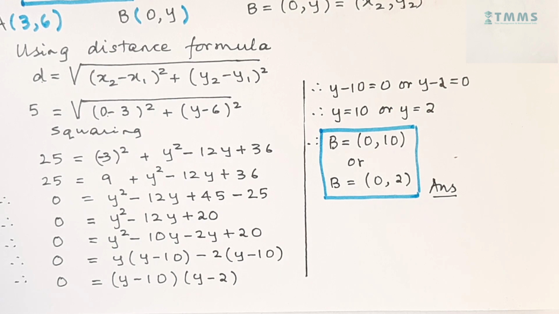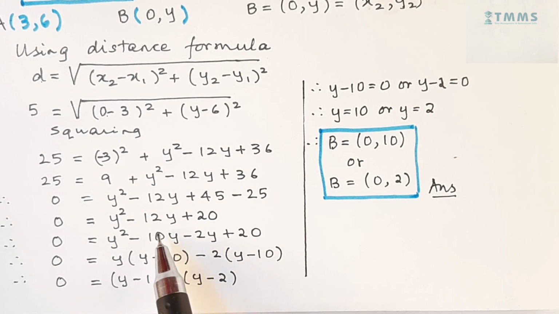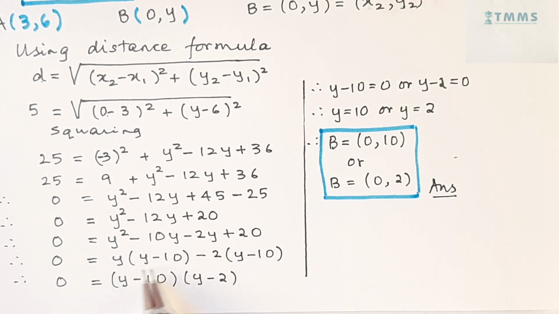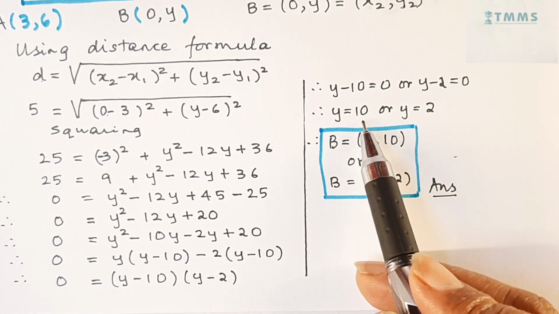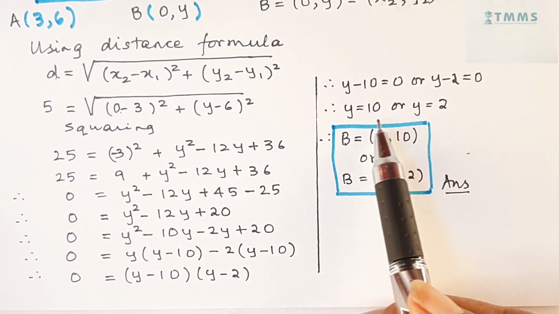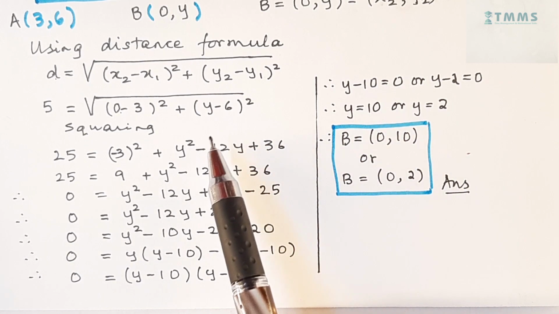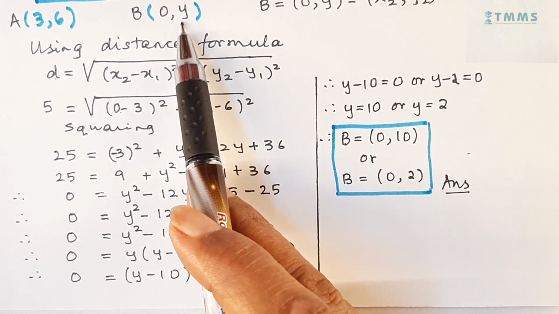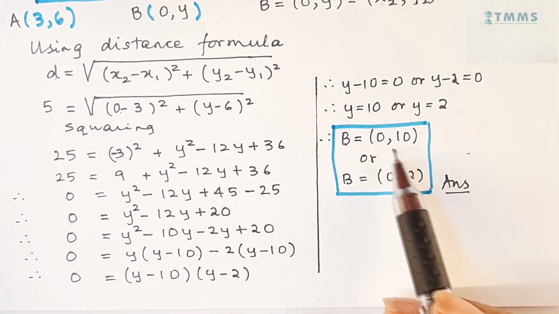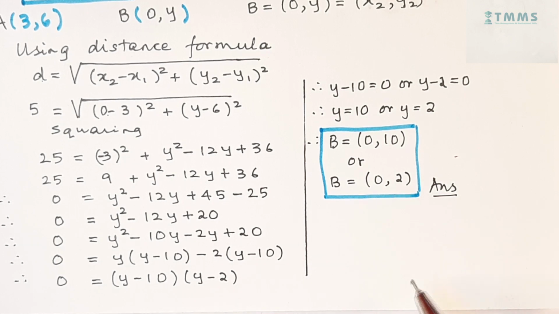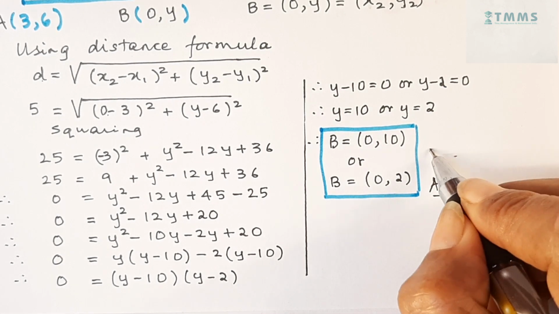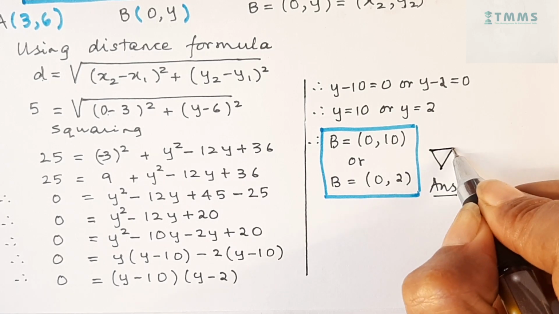Check the step now. Did you get the factors right? That's right, minus 10 and minus 2. And then we factorize like so. And this is where we apply the zero product rule. And we get two values of y. And what is y? It is the y coordinate of B. And so we will write therefore B is equal to 0, 10 or B is equal to 0, 2. So you got that right. Give yourself a star.